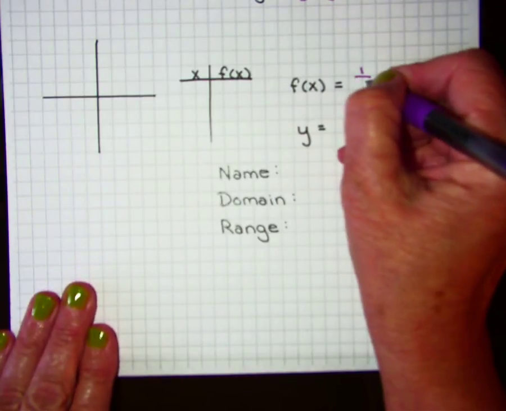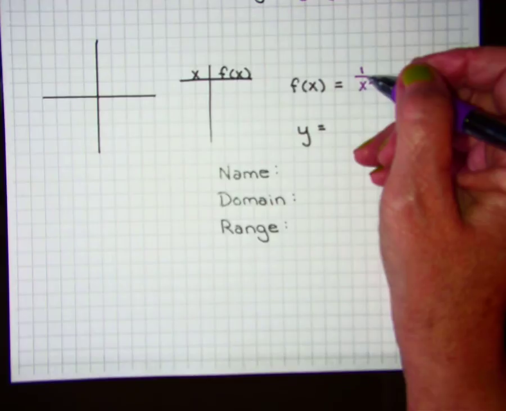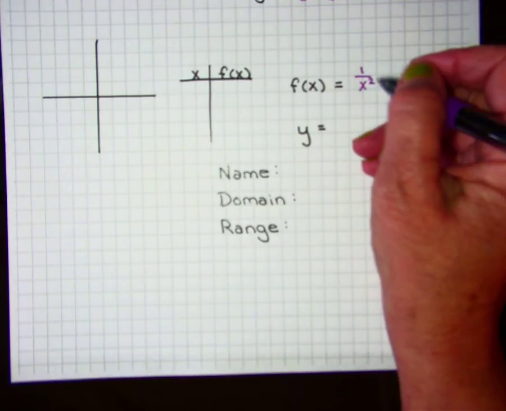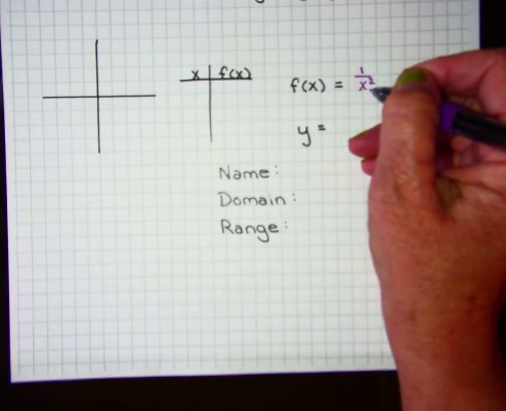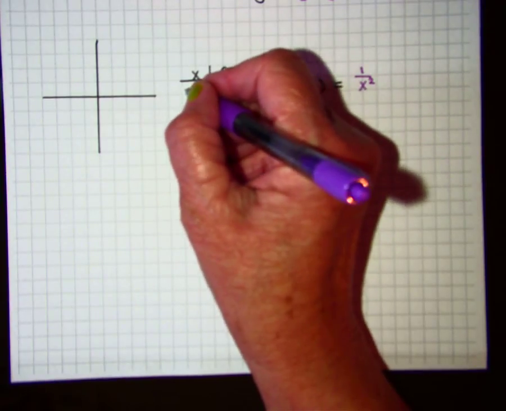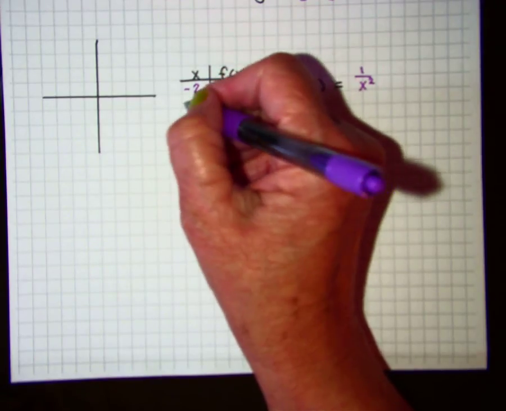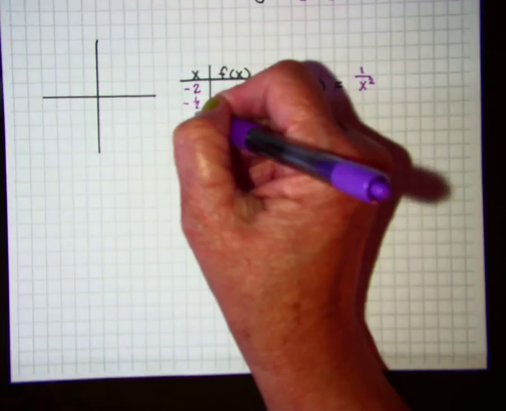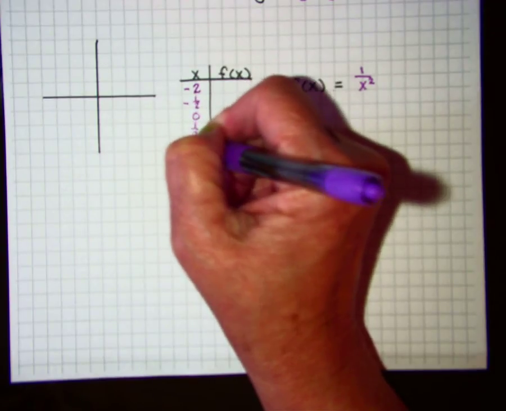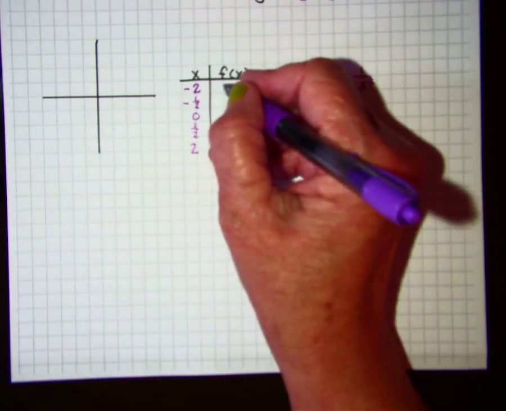We have 1 over x squared. Now we saw with the quadratic function, once you do that x squared, it doesn't matter what you put in for x, it's always going to be a positive y. So let's look again at -2, -1/2, 0, 1/2, and 2. If I do -2, I have a 1/4.